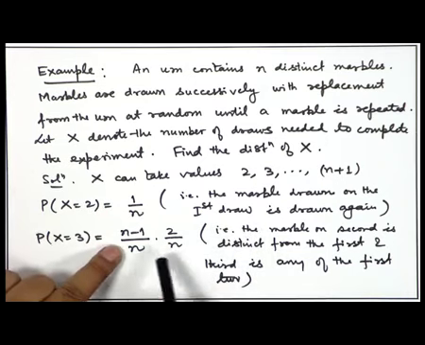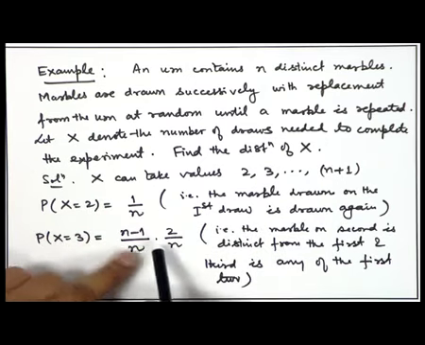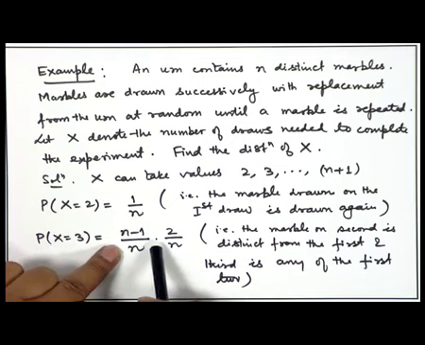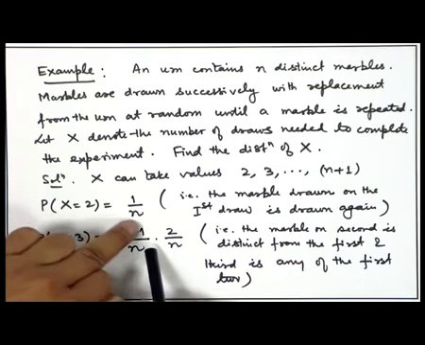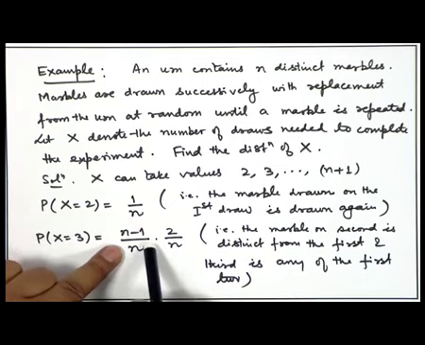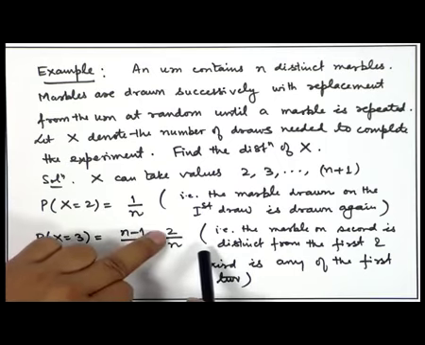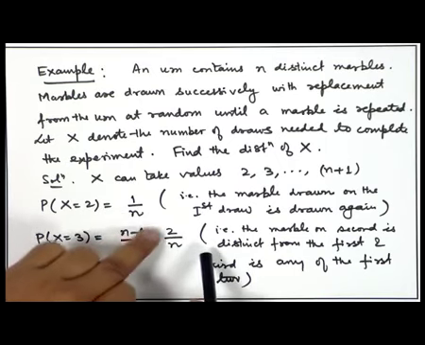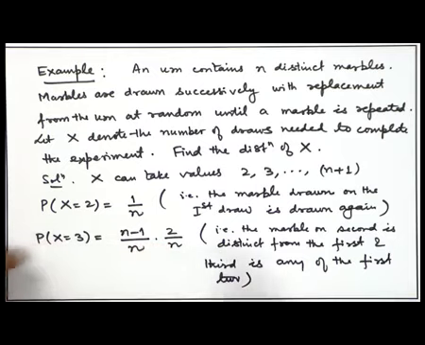In the second case, if x equal to 3, that means in the second draw we get something distinct from the first one. So, the probability of that will be n minus 1 by n, and then we get something which is from the first two. So, that is 2 by n. So, like that we can continue. Let me write first few terms.